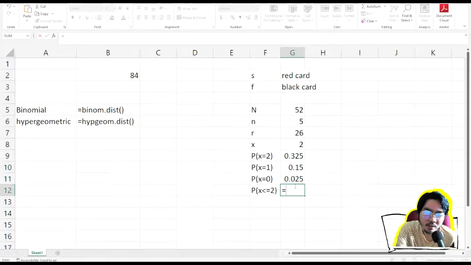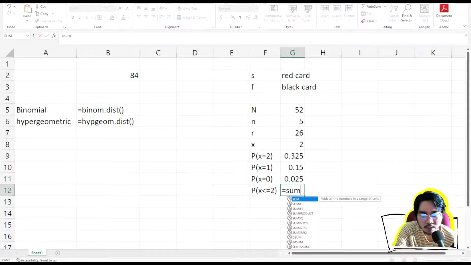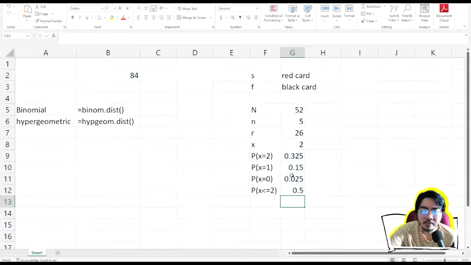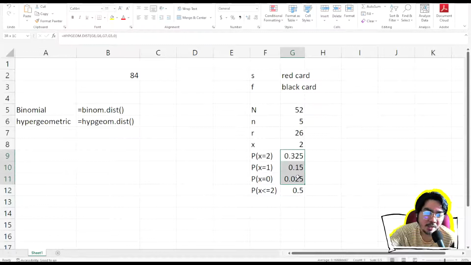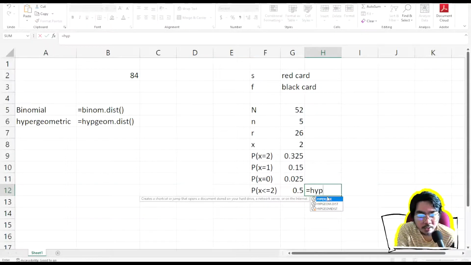Right? So I could do this one plus, like that. That's possible, no? Or an easier way to do it is just do sum. If you do sum, then you have 0.5 probability. So you have a 50% chance that it's either 0, 1, or 2, or at most 2. But another way of solving it is to do just the hypergeom function, no?